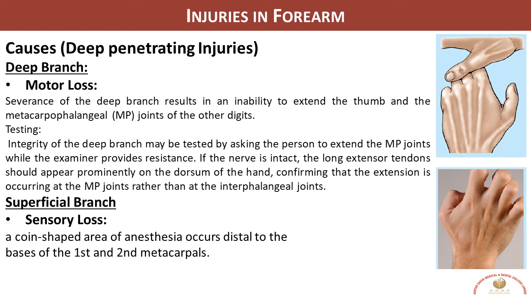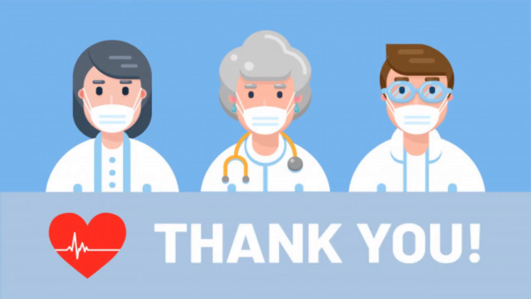So at this time we have covered the injuries in the forearm as well. In this lecture we have covered the course, relations and branches of the radial nerve in the arm with its injuries, along with the course, relations and branches of the radial nerve in the forearm along with its injuries. Thank you so much.